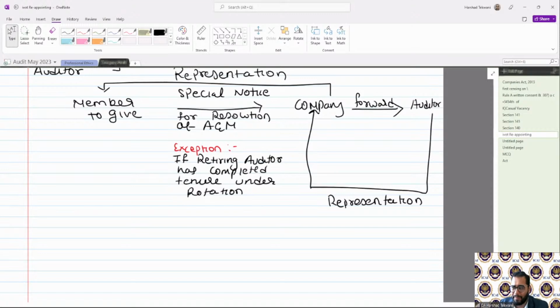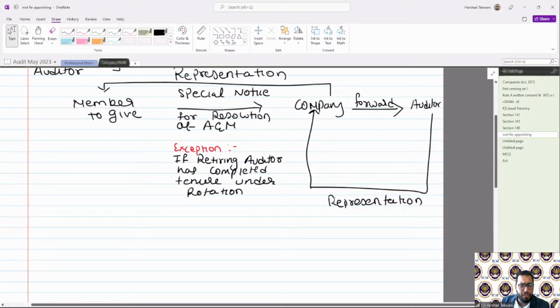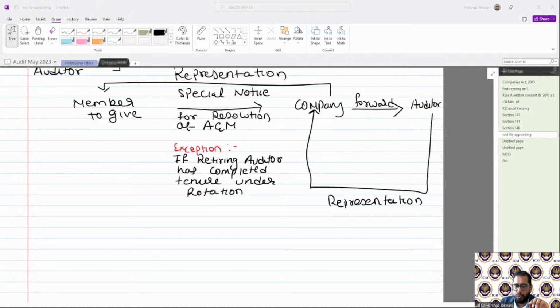Okay. Now, if the company thinks any such thing is part of the representation, or any such detail is contained in the representation which is not appropriate, then in that case the company can choose not to share the representation with the members.